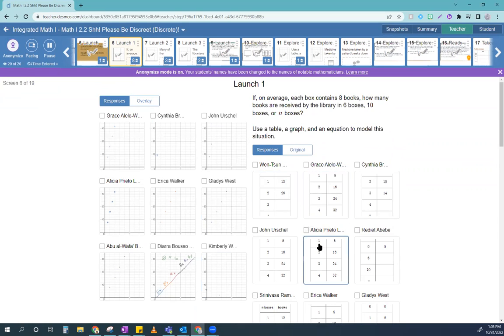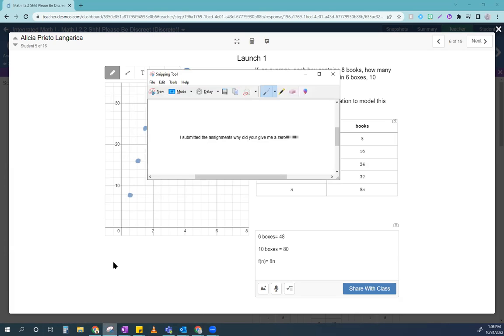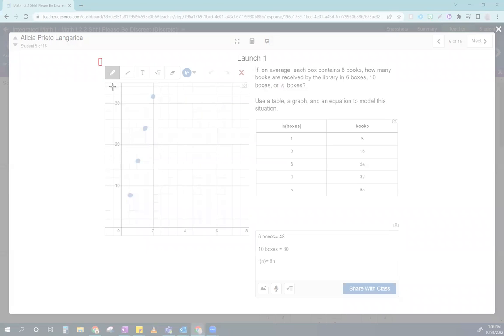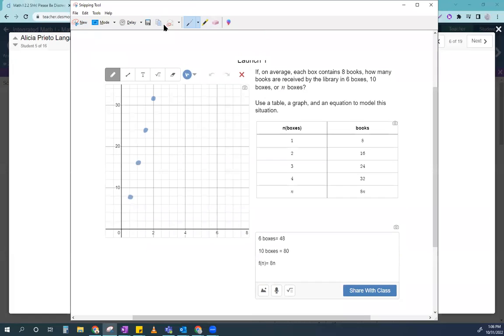Then I see in one box, this person has 8. In 2 boxes, it's 16. 3, it's 24. 4, it's 32. N is 8n. And they said, this is my function here. So this is actually really fantastic. I'm going to take a picture of this whole thing so that you can see this. This is actually perfect. I'm going to copy this onto my notebook.